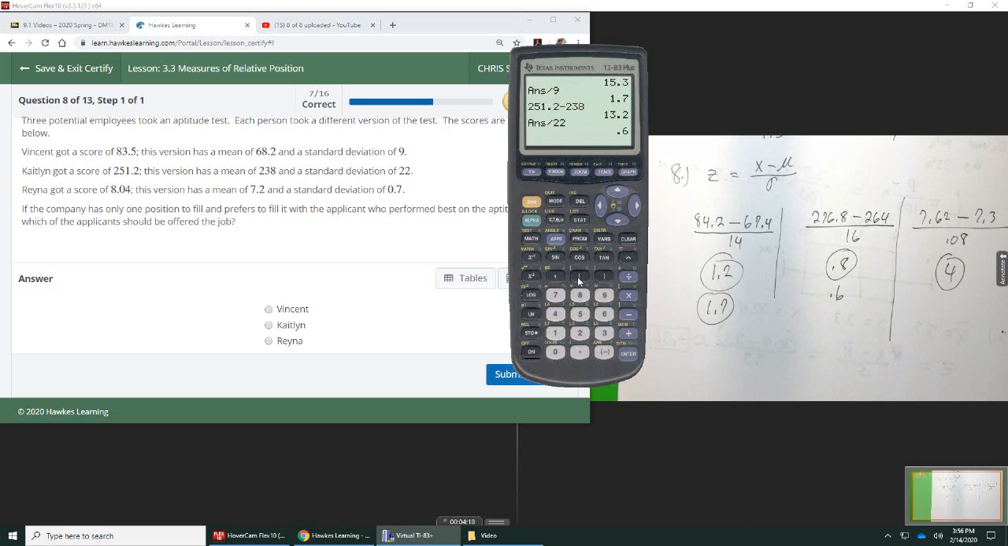And then the last one, 8.04 minus 7.2. Get that value. Divide by 0.7. Okay, 1.2. Okay, so the calculation is correct. The first person should get the job, which is Vincent.